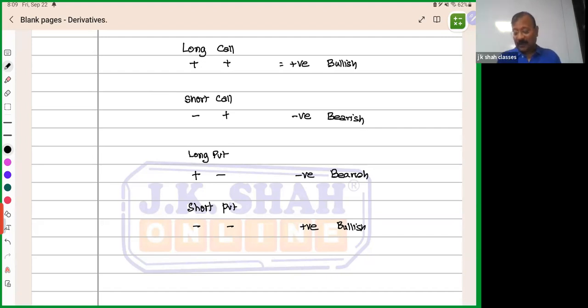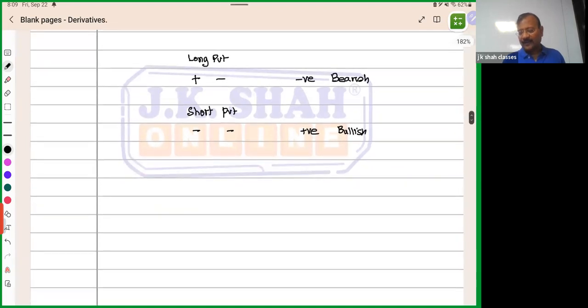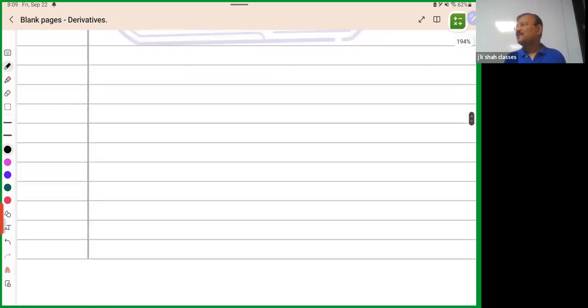Okay. Now we are going to use this concept of bullishness, bearishness across the chapter. For example, let us say you have purchased a stock. Are you bullish or bearish? आपने stock buy किया है, bullish. Now, if you want to hedge your position, then you need to have a bearish position.